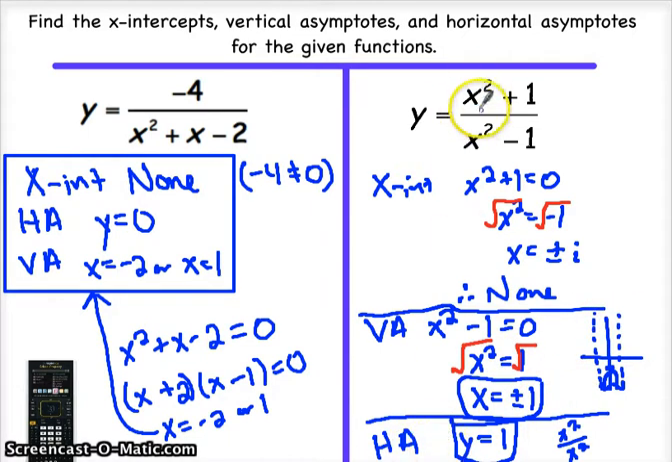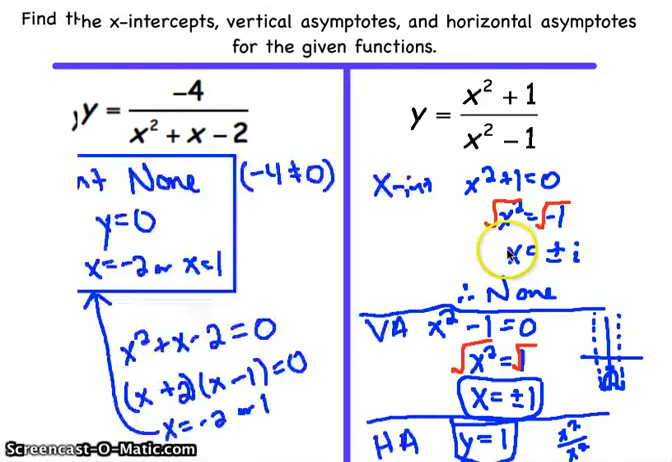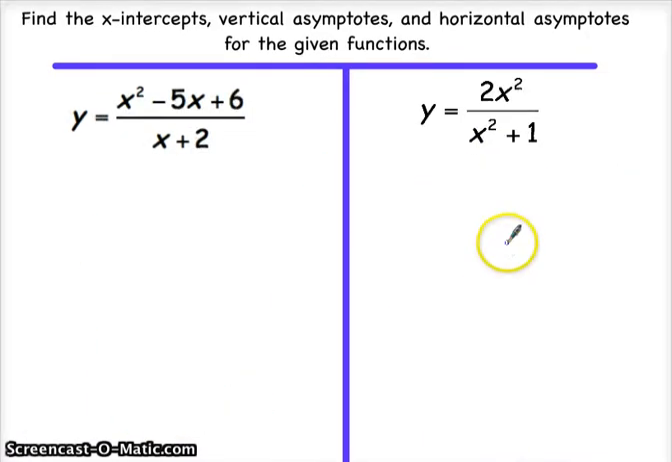Horizontal asymptote, again, compare those degrees since they're equal. We're going to say the leading coefficient of 1 divided by 1, and y equals 1 for our final answer. Again, here are two more examples. If you pause the video now, I will load up the answers and you can see how you did, and then hopefully your homework will go really well for you.